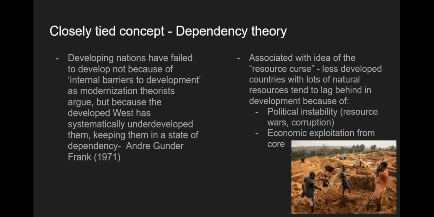All right, so a closely tied concept to the core-periphery model, or to Wallerstein's world systems theory, is called dependency theory. I think in some ways it's a predecessor to Wallerstein's system, and has a lot of the same ideas, or the same lens. Dependency theory says that developing nations have failed to develop not because of internal barriers to development, as modernization theorists argue, but because the developed West has systematically underdeveloped them, keeping them in a state of dependency.